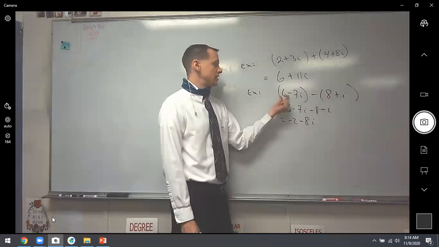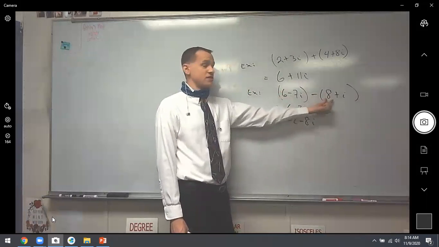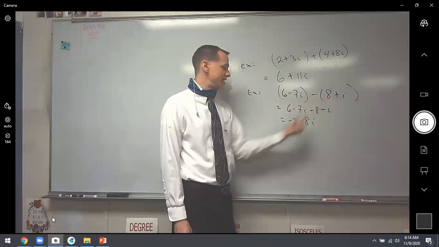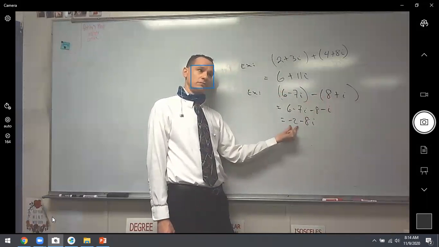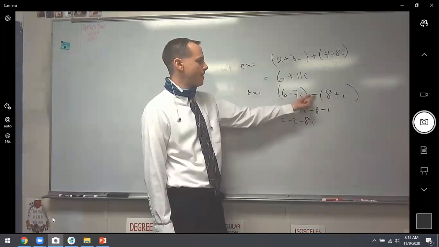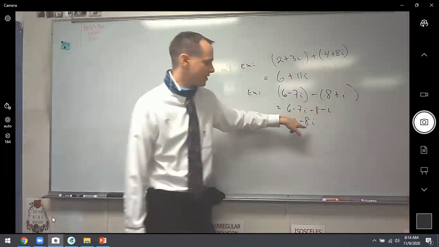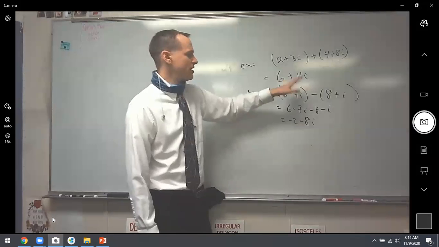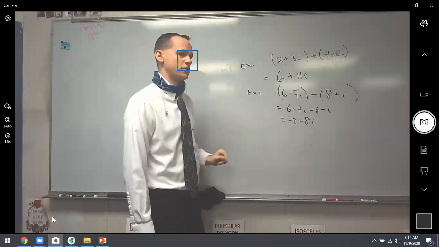If you didn't like the distribution, you could have just done it all in your head in the beginning. Like, see the real part here is 6, right? Real part here is 8, right? 6 minus 8 is negative 2, right? Oh, here's the i stuff. Negative 7 minus 1 would be negative 8. So you can do it right in the beginning, or you can distribute it out. It doesn't really matter as long as you don't mess it up.